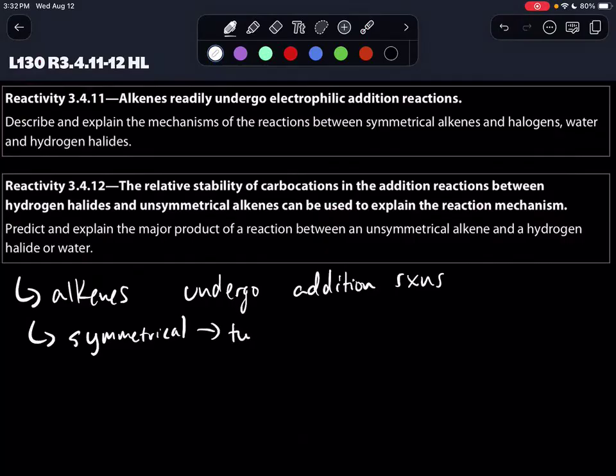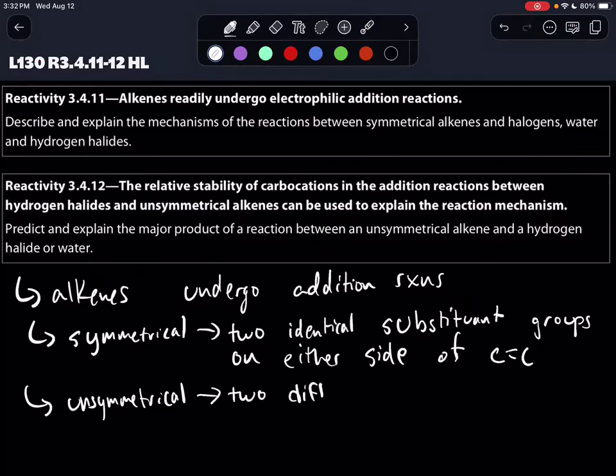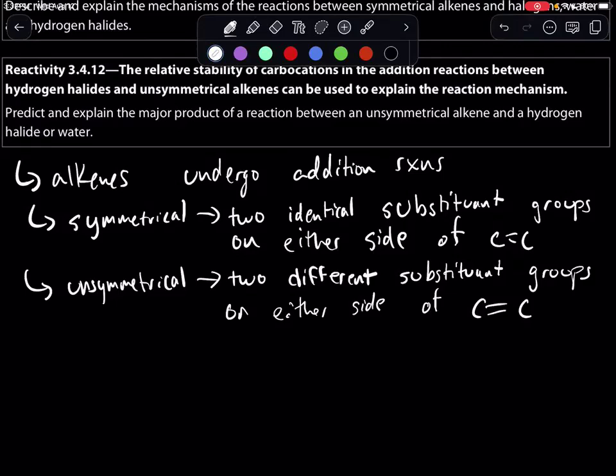alkenes, which have two identical substituent groups on either side of the carbon-carbon double bond, and unsymmetrical, which have two different substituent groups on either side of carbon-carbon double bond, will produce different products where we can always predict the products of both.